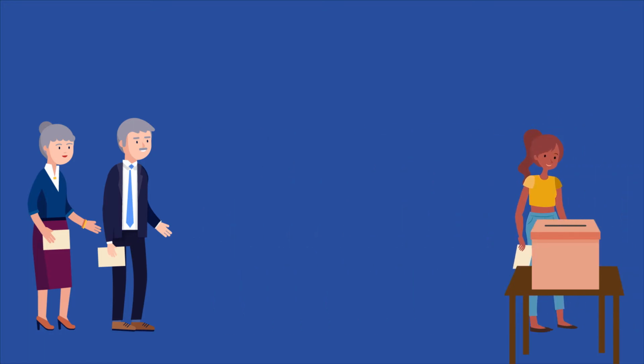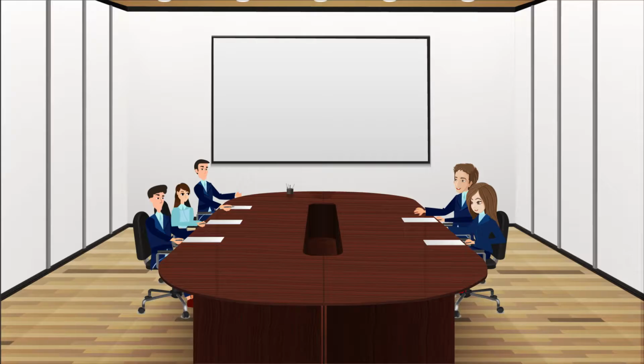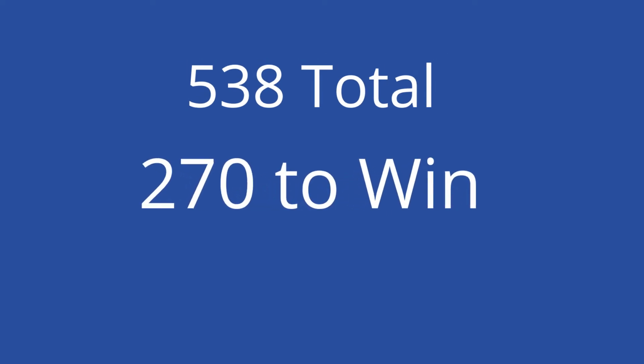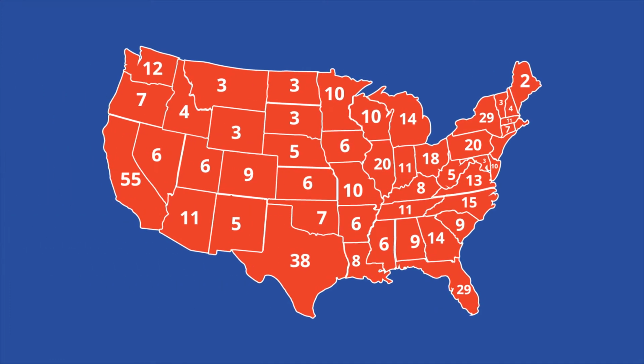Instead of directly voting for the president, Americans vote for their party's slate of electors. The electors then cast their ballots, called electoral votes, for the candidate that won the popular vote in their state. There are 538 total electoral votes, and presidential candidates need 270 to be elected president. The Electoral College involves several steps.